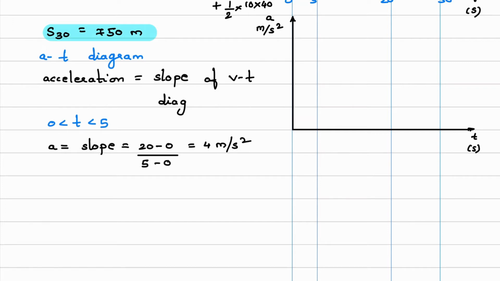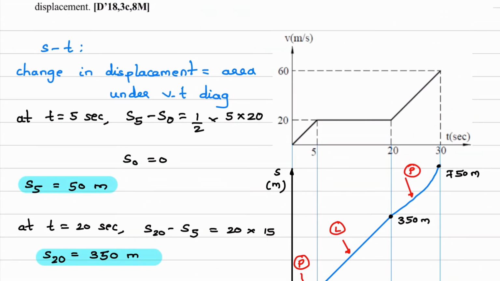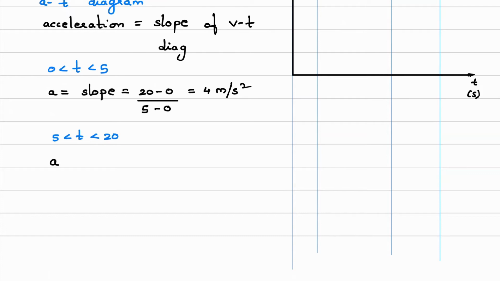Next we will see when time is between 5 and 20. When time is between 5 seconds and 20 seconds, here you can see velocity is uniform. So the slope of this will be 0. So acceleration is equal to slope is equal to 0 meter per second square.